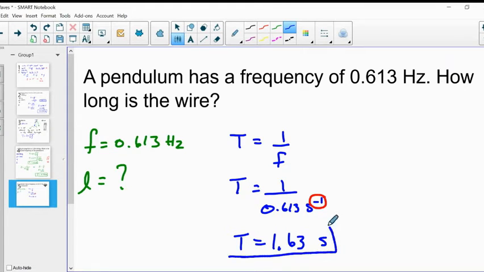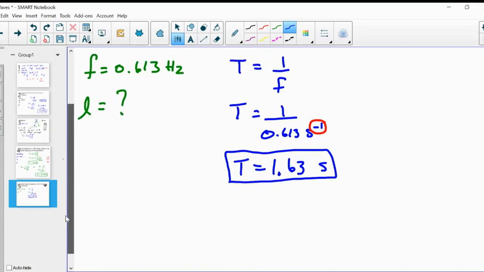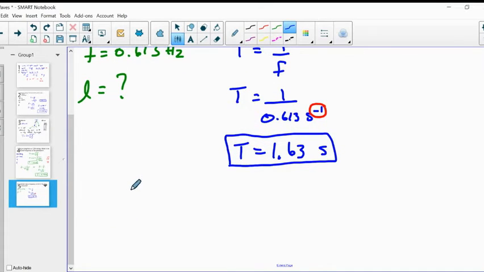So that's not my final answer, but I need that to solve what I'm doing. Okay, so from there, what I have is I know that my period is 2 pi times the square root of L over g. Now, I prefer to do the algebra first.